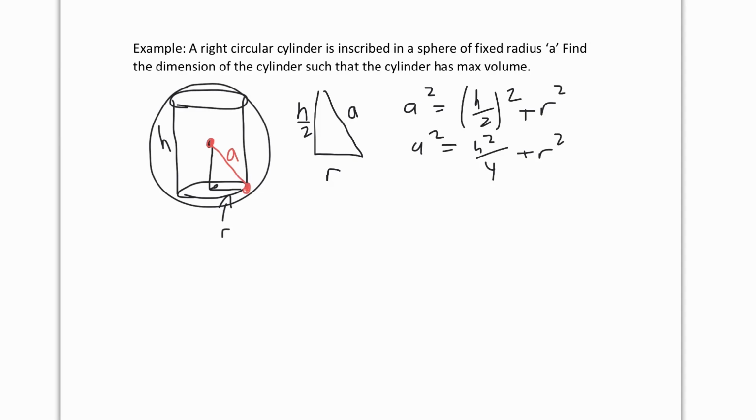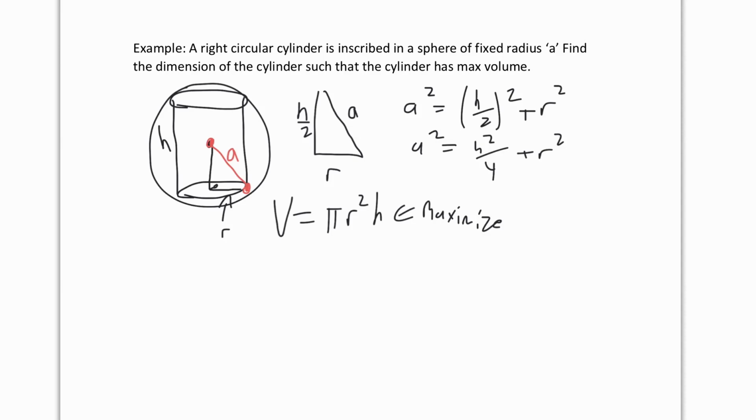Now we're getting a bit ahead of ourselves because what are we trying to do? Well, we're trying to maximize the volume. So the volume of this cylinder would be pi r squared h. So this is what we want to maximize. And of course, you can see we do not have one variable. We have an r squared and an h. So we need to substitute one of those in.